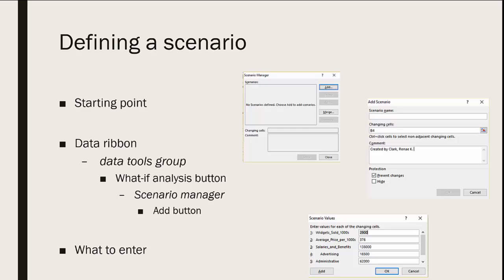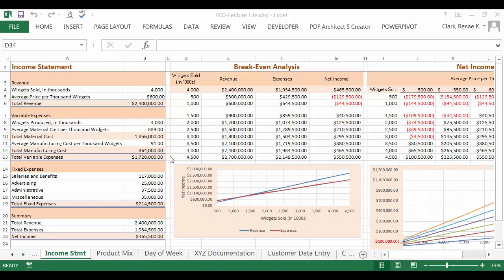From there, it's just a matter of clicking OK. Now I've got one scenario added. I can then go through the process to add additional ones. Now let's watch this short clip of me creating a scenario.